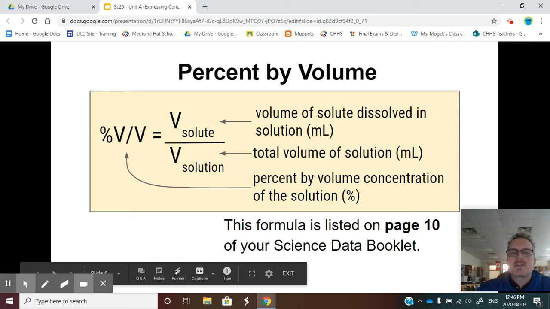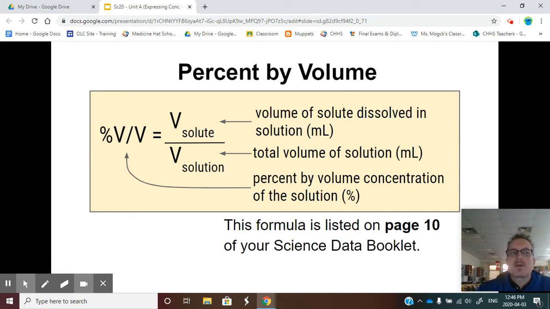Now, here is our first formula we're going to learn today. Again, like always, I'm giving you the formula. The formula is located on page 10 of your data booklet. Again, my recommendation would be to go ahead and highlight this formula in there so it's easy to find.